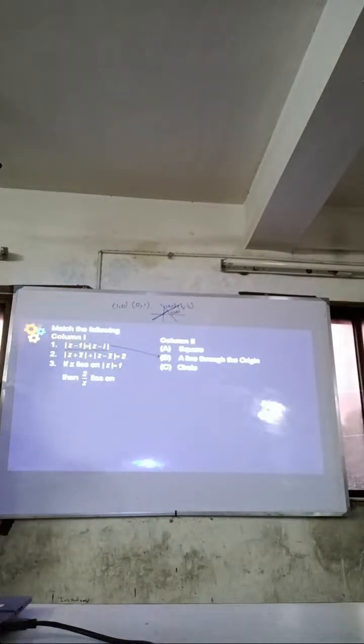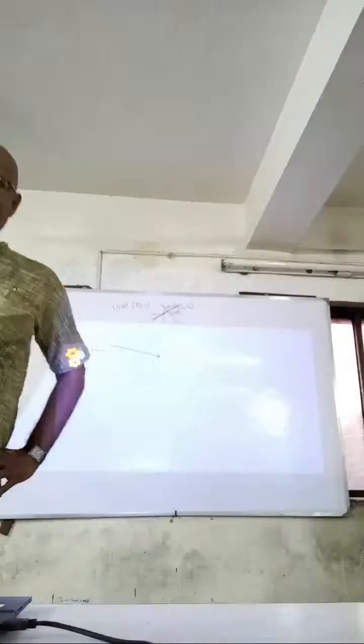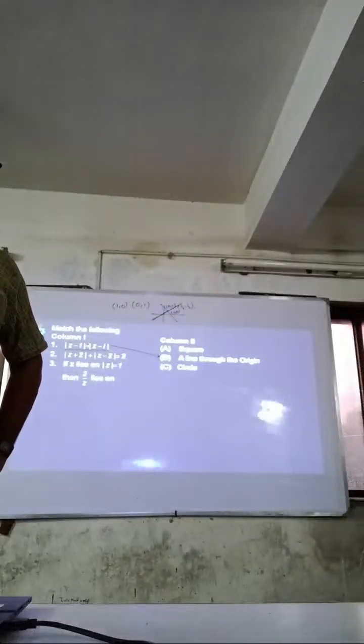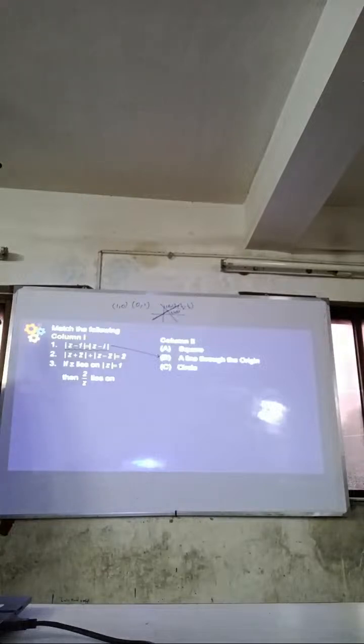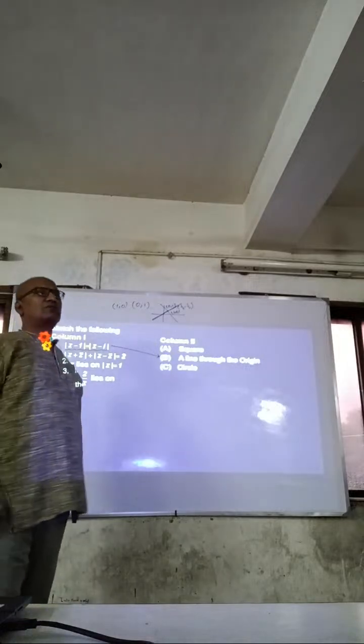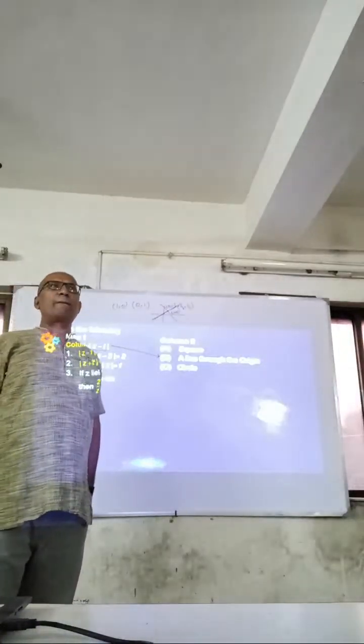What about number 2? The circle. It represents a circle. Circle is 9 equals. Why is it a square?